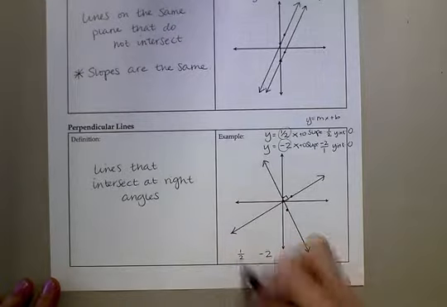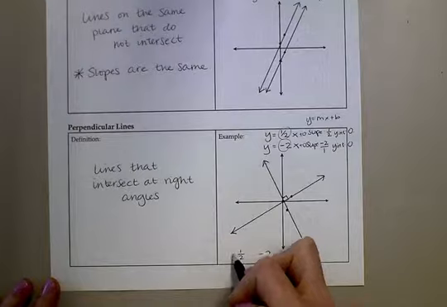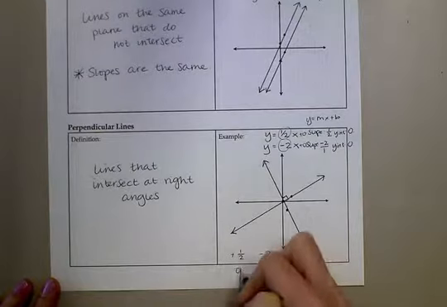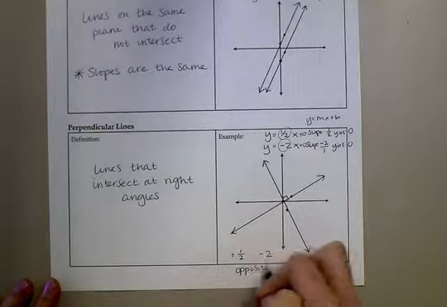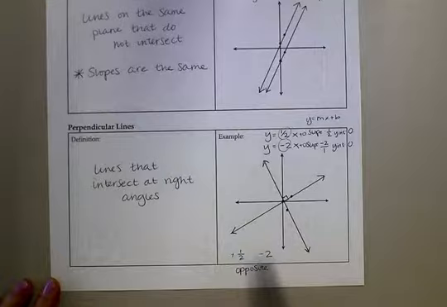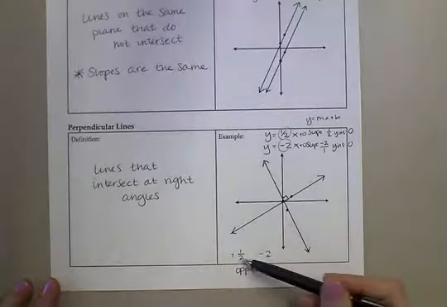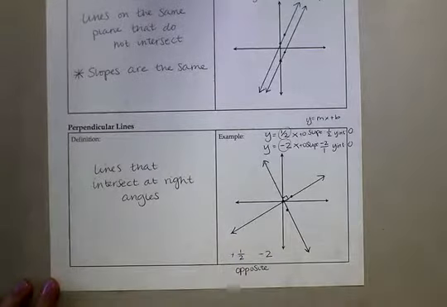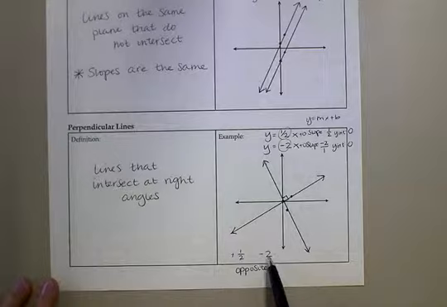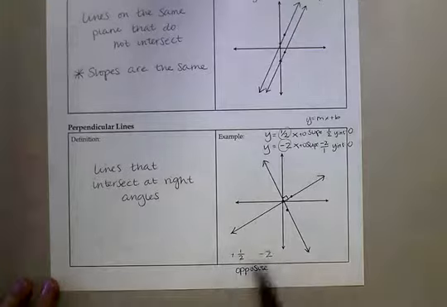Well, we have one slope that is positive, the other slope is negative, so they are opposite. Now the reciprocal of 1/2 is 2/1, or 2. The reciprocal of 2 is 1/2. So these numbers, 1/2 and 2, are reciprocals.